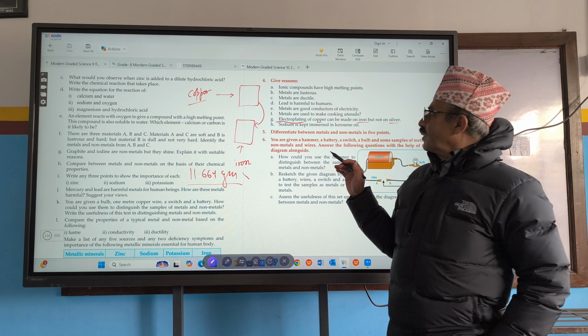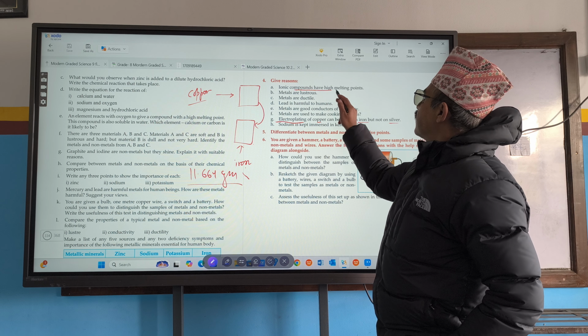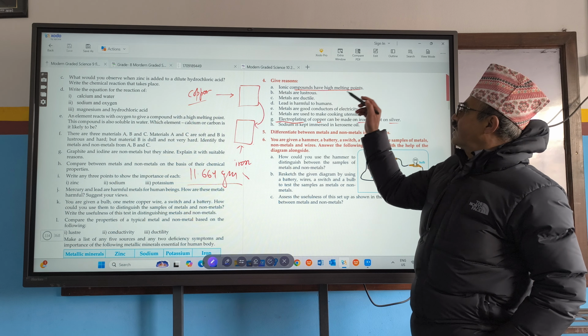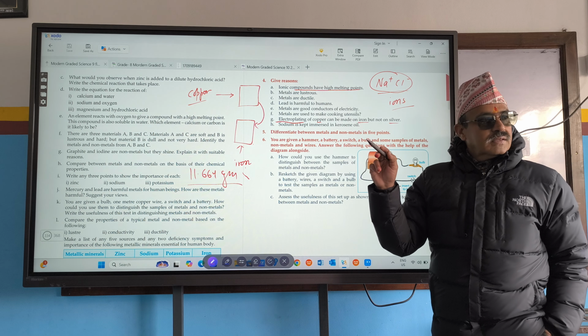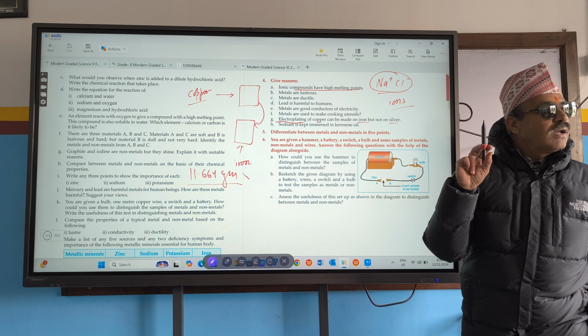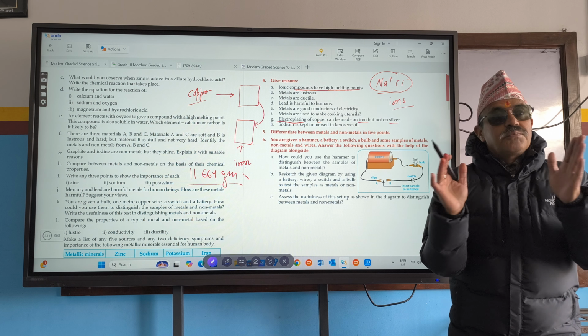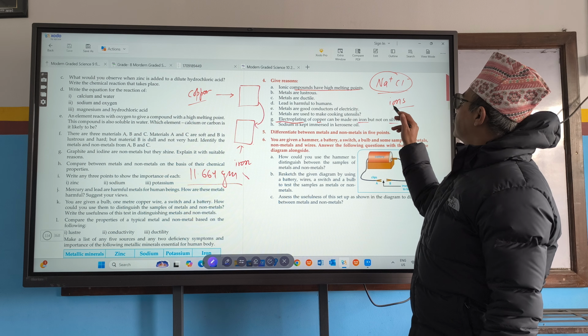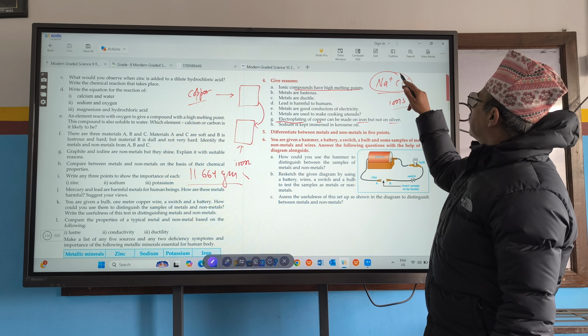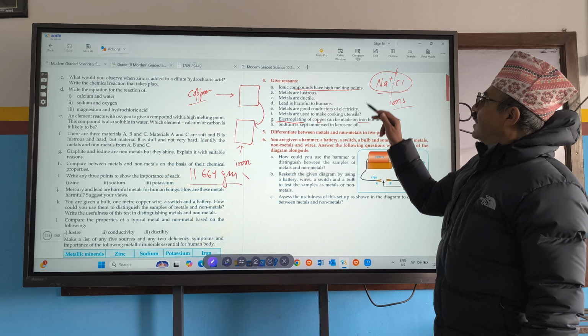Another number also. Number 8, ionic compounds have high melting points. Ionic compounds means Na+ and Cl-, sodium chloride is here, right? Na+ and what is here? Cl-. So ionic compounds, how are they made up of? Ionic bond. They are made up of ions or ionic bond. So ionic bond is formed with more force than covalent bond, right? So ionic bond is formed by the fusion of ions and there is more force.